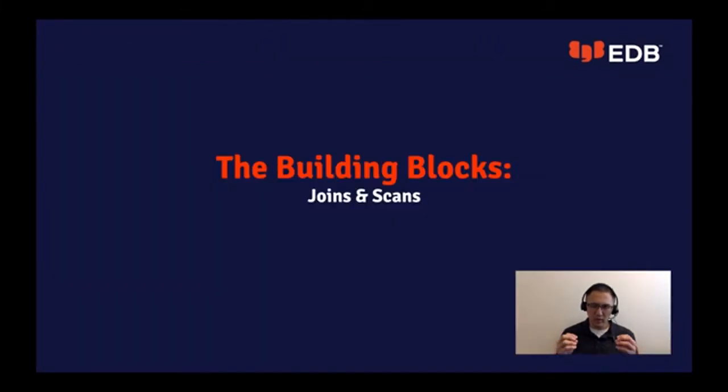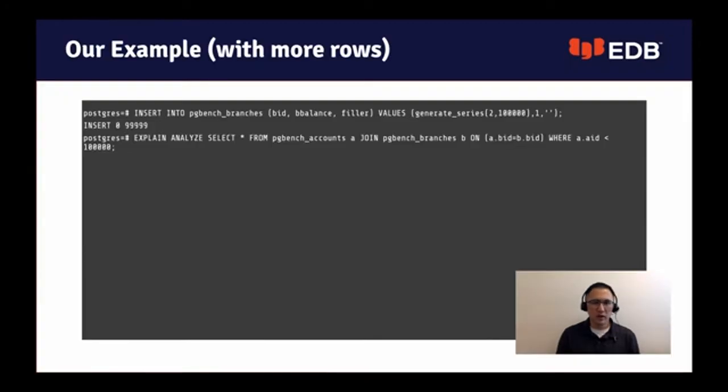I want to get more into the details of how the query planner makes its choices between different methods for executing the query. The fundamental building blocks of the query planner's operations are joins and scans. So let's go quickly through how these joins and scans work. As you can see here, I added some more rows into the branches table.